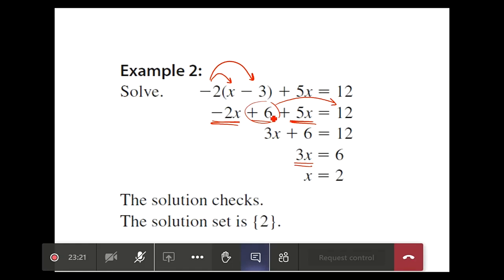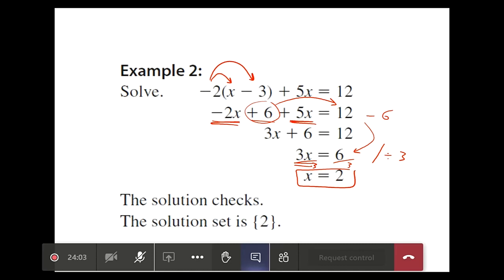After moving the 6 to the right hand side, we have negative 6. So 12 minus 6 equals 6. The final step, we must divide by 3. Why 3? This is the coefficient. I don't need 3x, I need to find x only. So we must divide by 3 to remove the 3 that multiplies x. After dividing by 3, we have x equals 2.